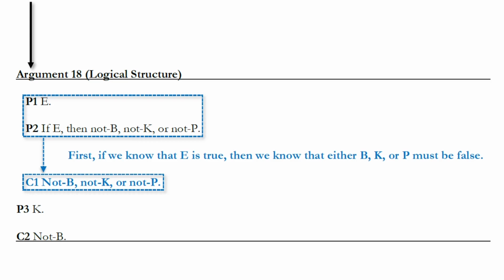Well, take a look at P1 and P2. P2 says that if E is true, then it follows that either B, K, or P is false. That means at least one of those statements must be false. Furthermore, P1 tells us that E is in fact true. So from these two statements, premise 1 and premise 2, it follows that either B, K, or P is false. This is one inference we can make. So let's make that an intermediate conclusion of the argument, and let's call that C1. Perhaps this will help us get closer to the final conclusion of the argument that B is false, or in other words, not B.